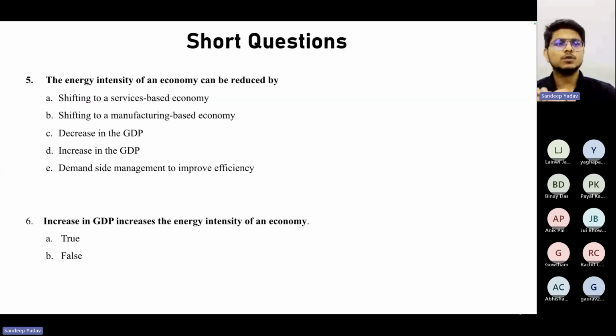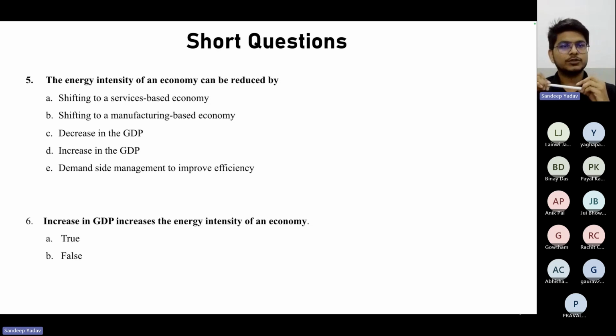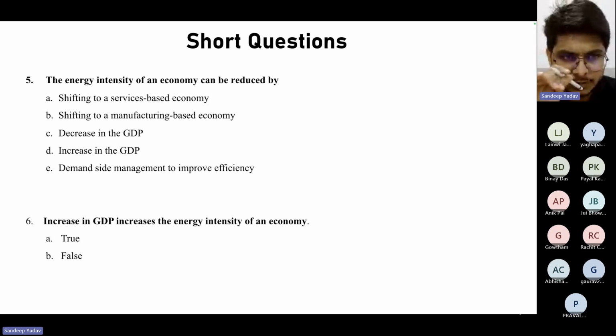Moving ahead. If you have any doubts, you can still ask. We have just 4 questions. Okay. Now moving ahead to the fifth question, that is: the energy intensity of an economy can be reduced by. That's a multiple option question, so you can answer which options are correct. Energy intensity of an economy can be reduced by shifting of energy based economy.